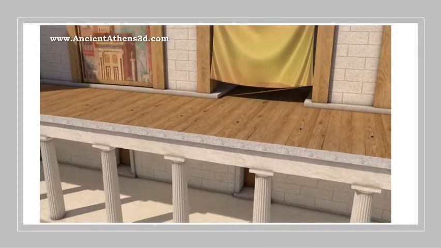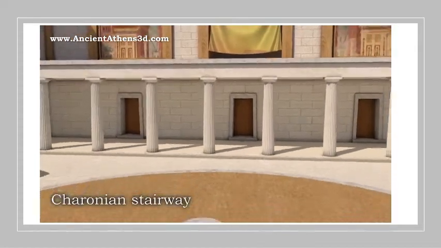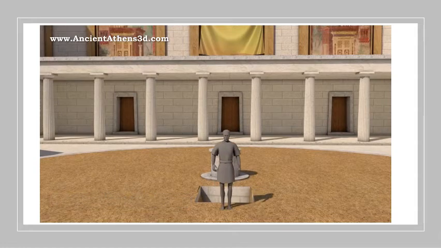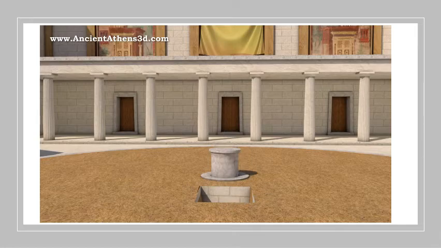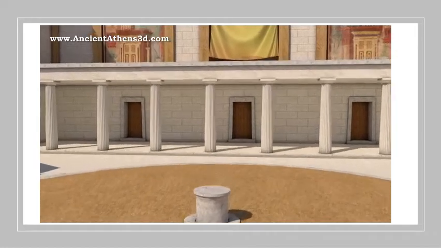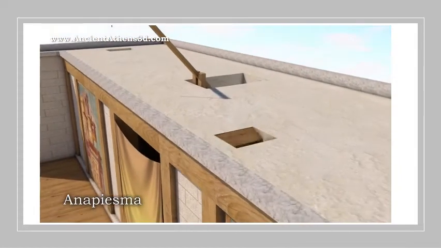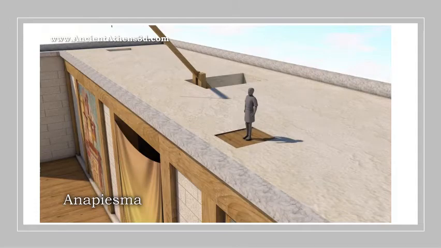In some theatres there was the Charonian stairway, an underground tunnel leading from the scene to the orchestra, and used for performances of characters associated with the world of the dead. Another mechanism of sudden appearance of characters was the anapiesma, a wooden platform that lifted the actor up and made him almost magically appear on stage.